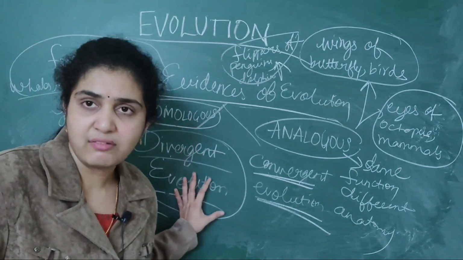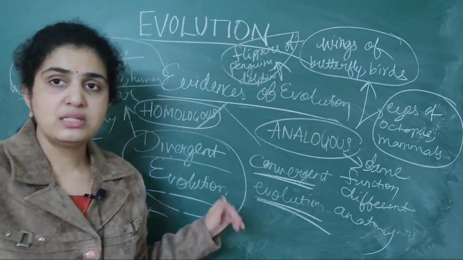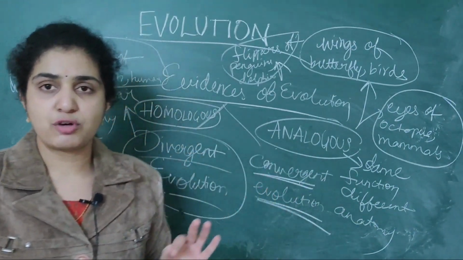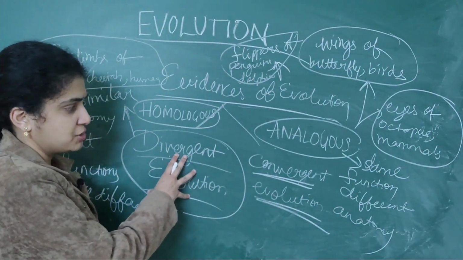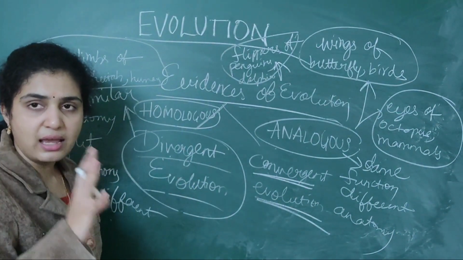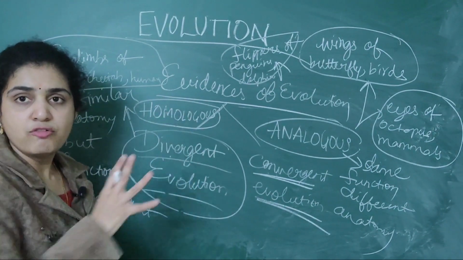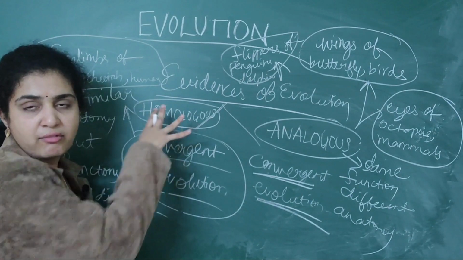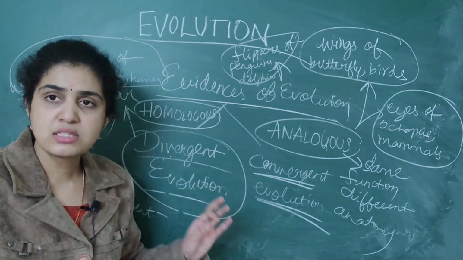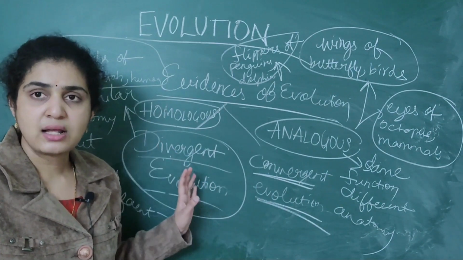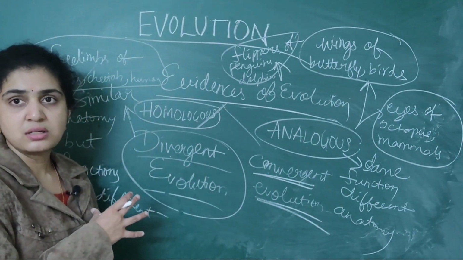Suppose you remember only divergent evolution. Don't remember convergent. For your easy understanding, I'll tell it as differences. So start with divergent evolution. It is nothing but homologous. For divergent, remember only one word, homologous. Homologous means what? They share similar anatomy but different functions.